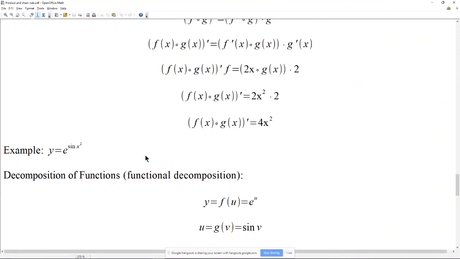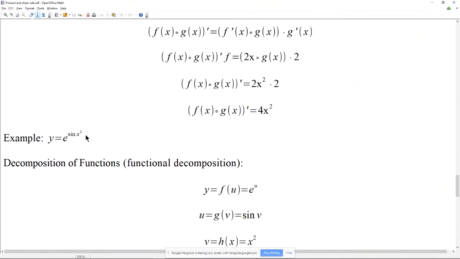So let's say you have a function like this: y equals e to the sine of x squared. Okay, that looks pretty intimidating. Yeah, it does. It looks like no joke. But we've already learned how to break things down, right? When we have composite functions, we learned how to simplify these things. It's like three functions in one.